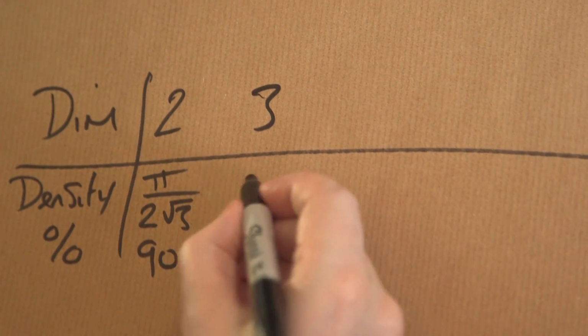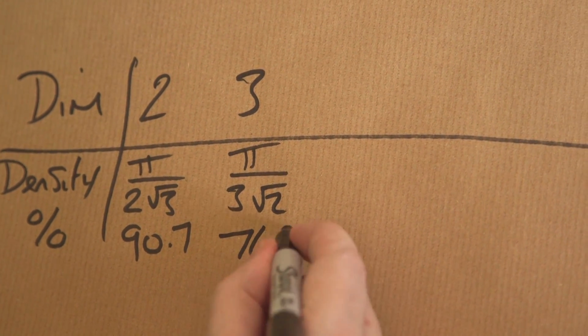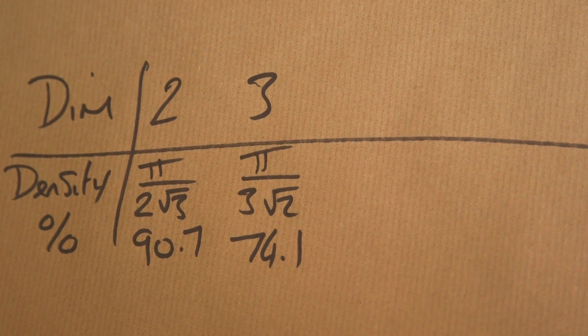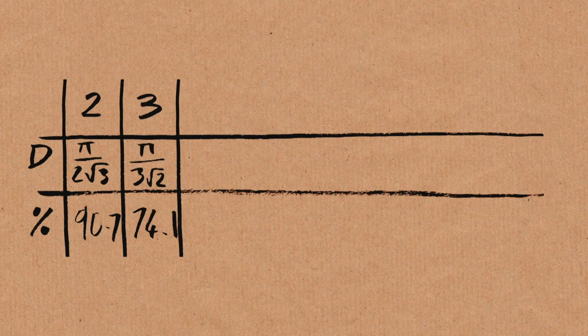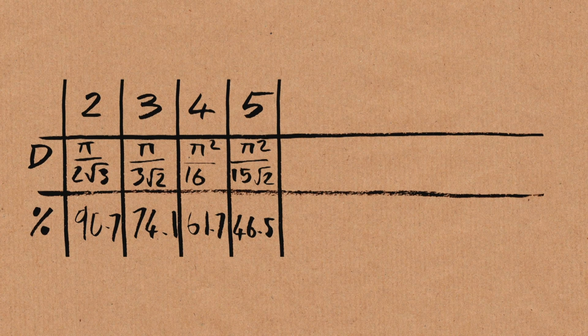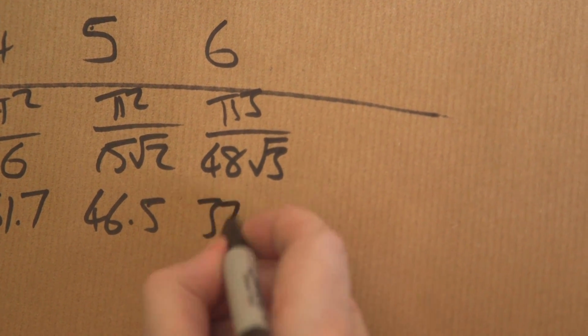Dimension 3 is pi over 3 root 2, which is 74.1%, which was proven to be the best possible by Thomas Hales in the 1990s. The best we found in dimension 4, pi squared over 16, that's 61.7%. In dimension 5, pi squared over 15 root 2, 46.5%. In dimension 6, the best possible is pi cubed over 48 root 3, which is 37.3%. For dimension 2, we've absolutely proved it. Dimension 3, we've absolutely proved it.